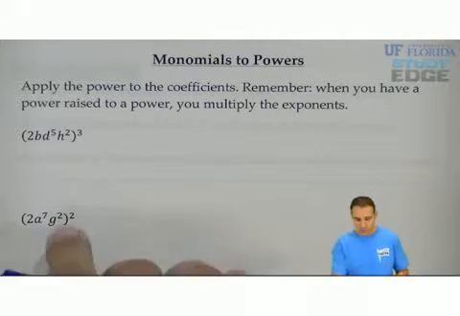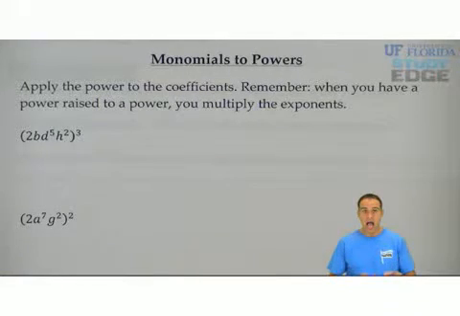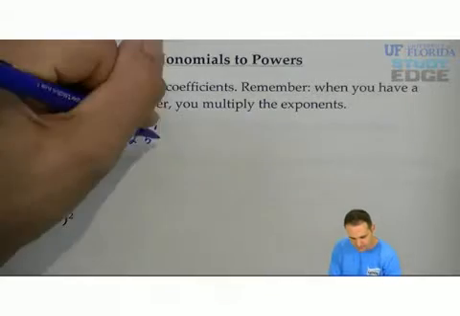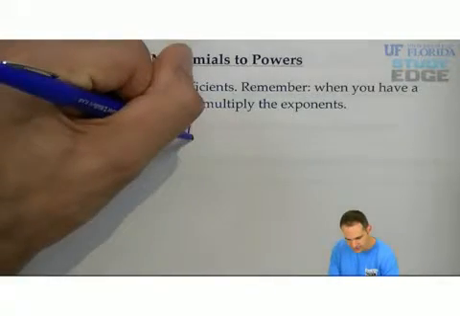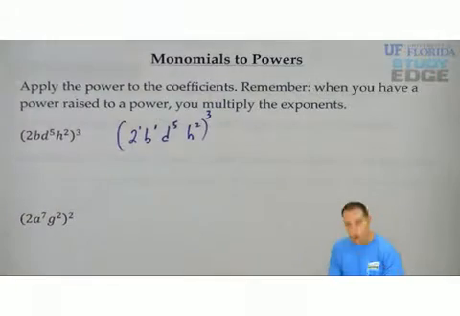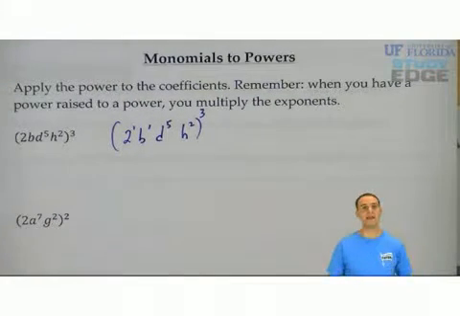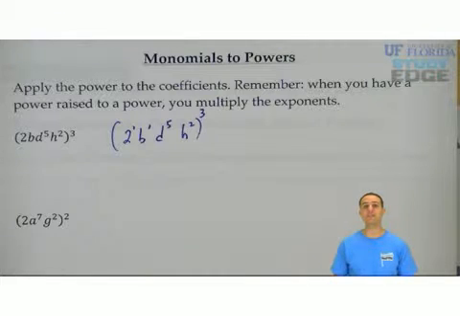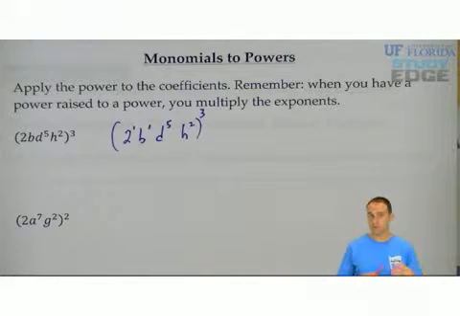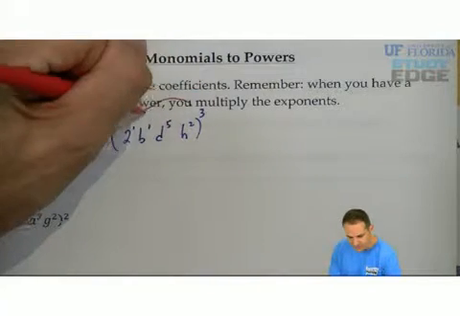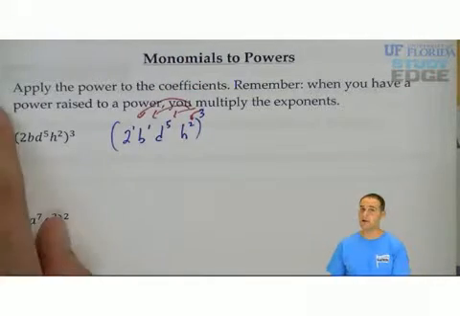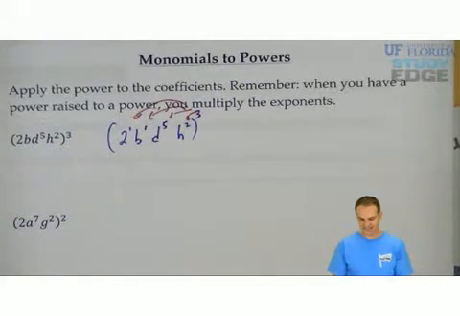So looking at this first example, I would take a second and rewrite this as 2 to the first, b to the first, d to the fifth, a to the second, all cubed. Or you could have just put a little 1 there. But do remember that that power goes to every single term. It goes to the coefficients and the variables. That 3 goes to all of them. And remember, power to a power, you're going to multiply the exponents.